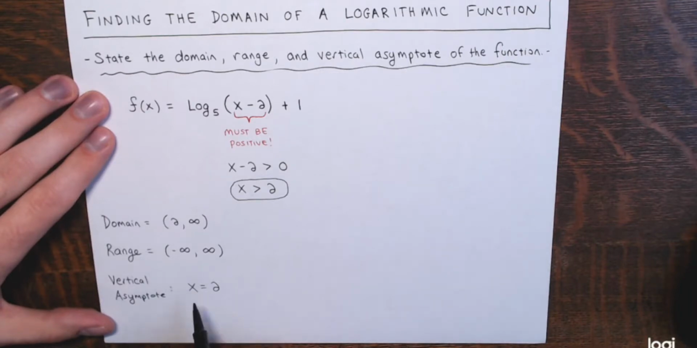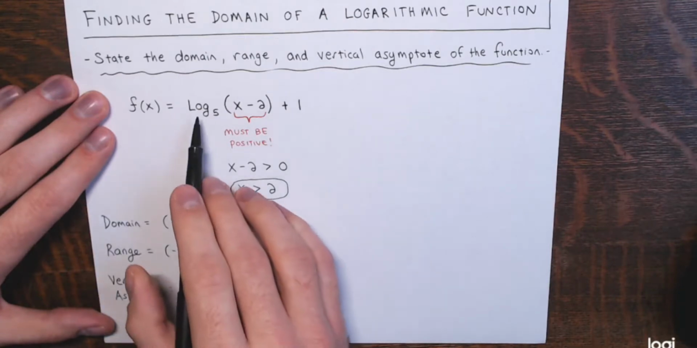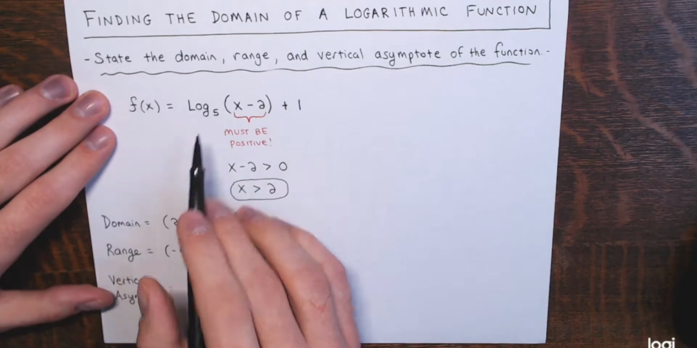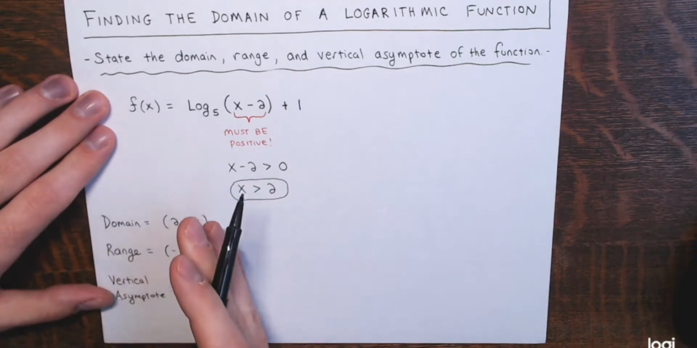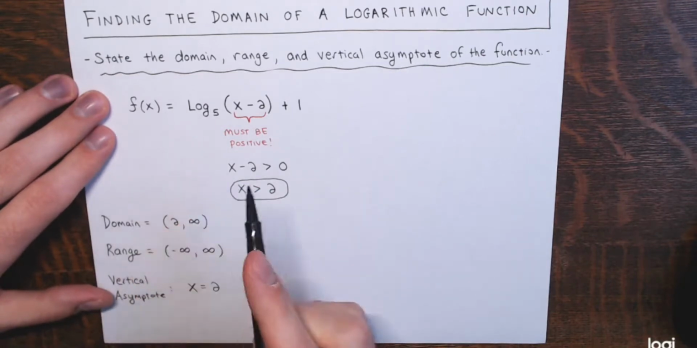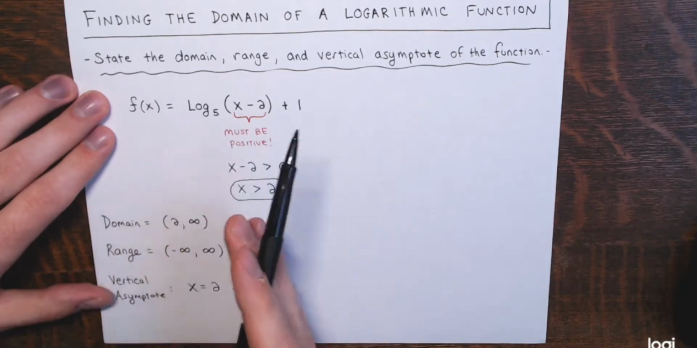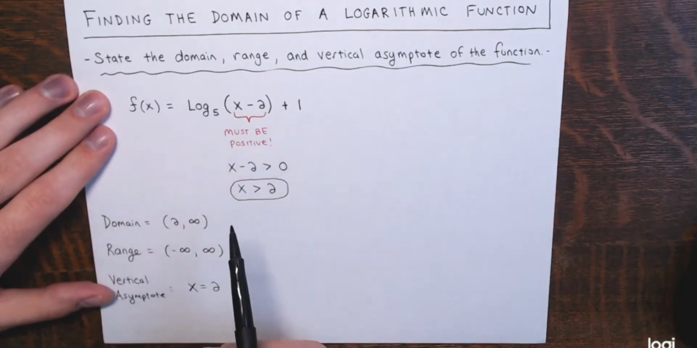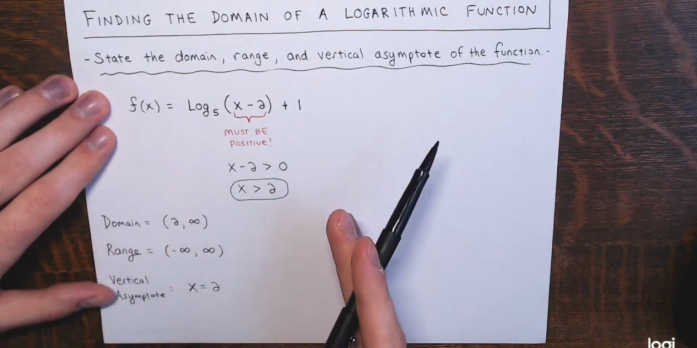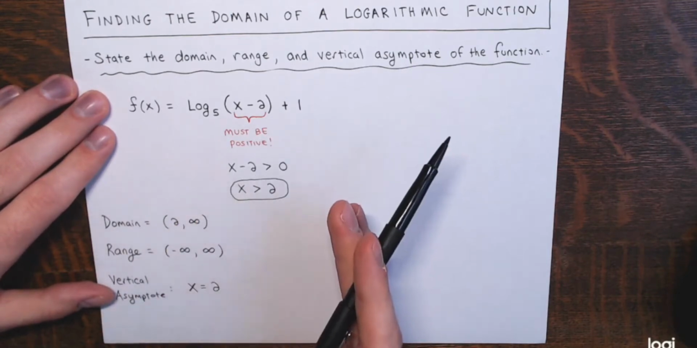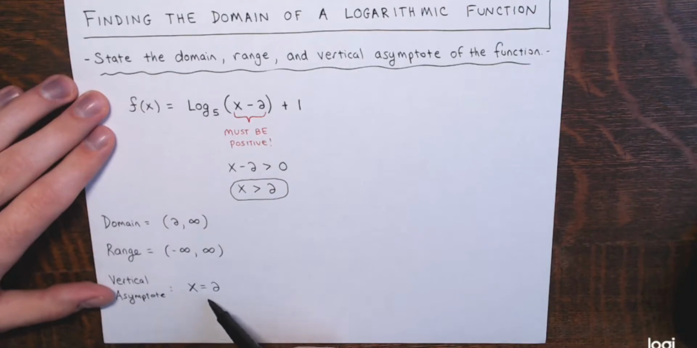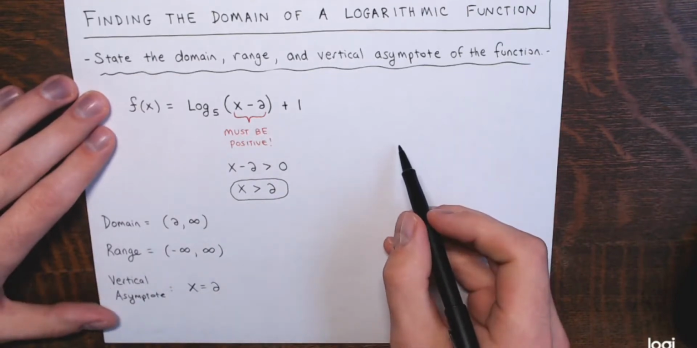You could have also figured this out by doing transformations, right? The original log base 5 of x, the y-axis is the vertical asymptote, but then I replace x with x minus 2, and that would shift it to the right 2 units. And shifting to the right 2 units would also shift the asymptote. The asymptote would move from the y-axis to x equals 2. And this is all we're asked to do.